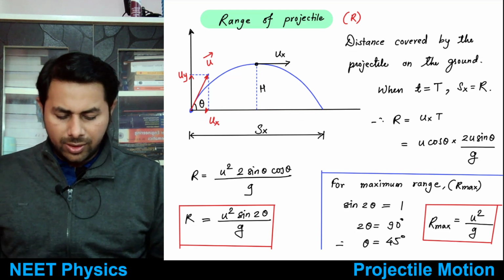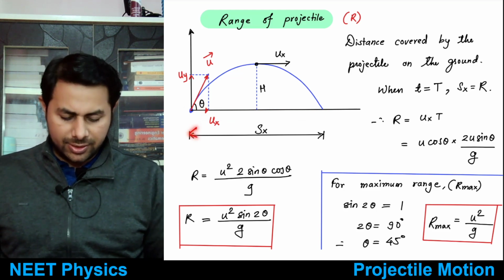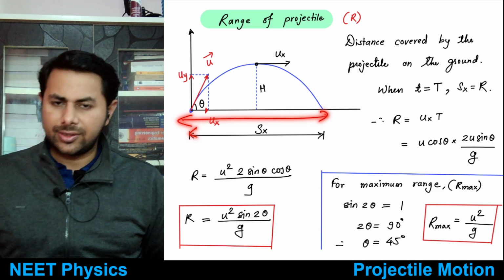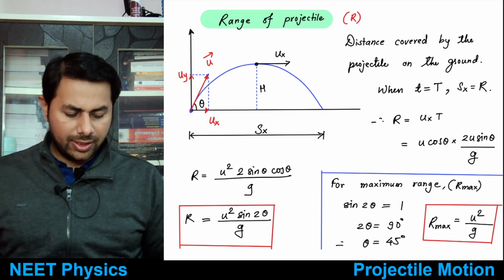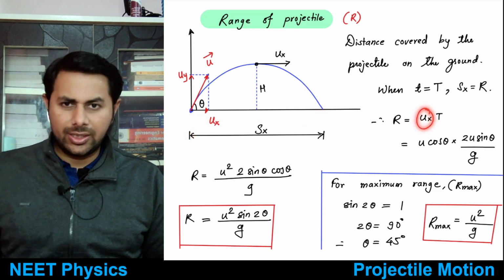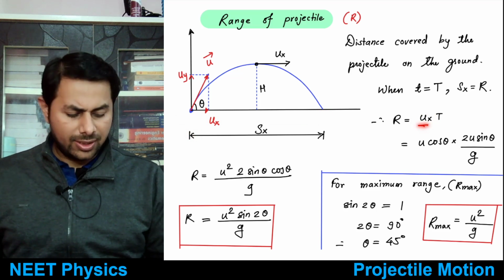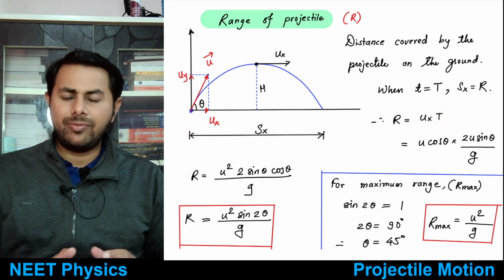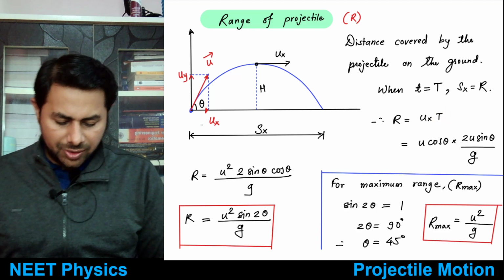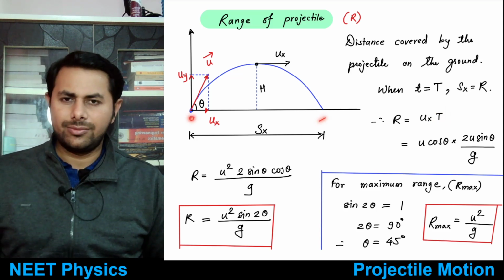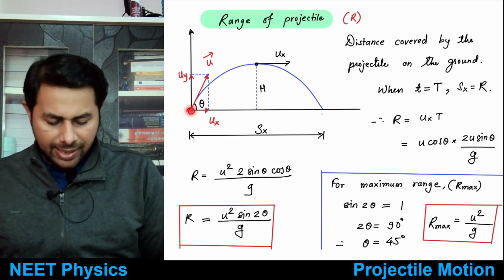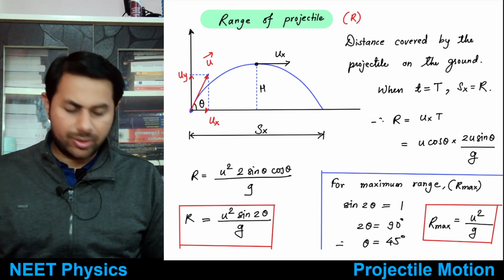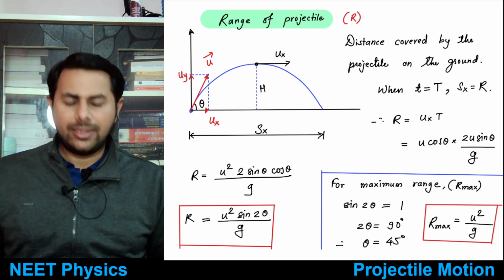So what will be the range then? It's the horizontal distance that it covers. So what is horizontal distance? It is just the horizontal component of velocity multiplied by the time that it takes to go from here to here, right? The time that the projectile takes to go from here to here is just the time of flight.